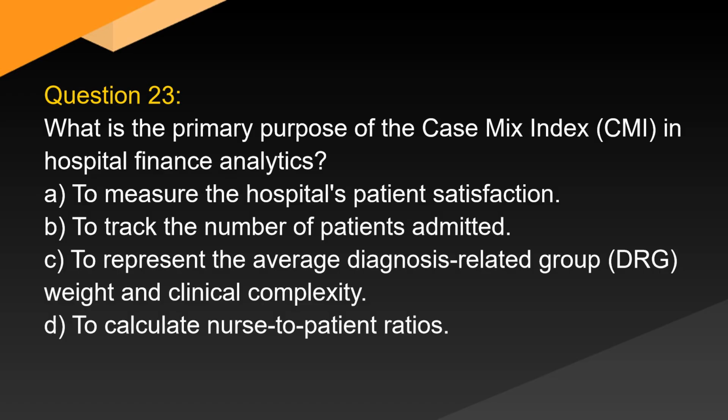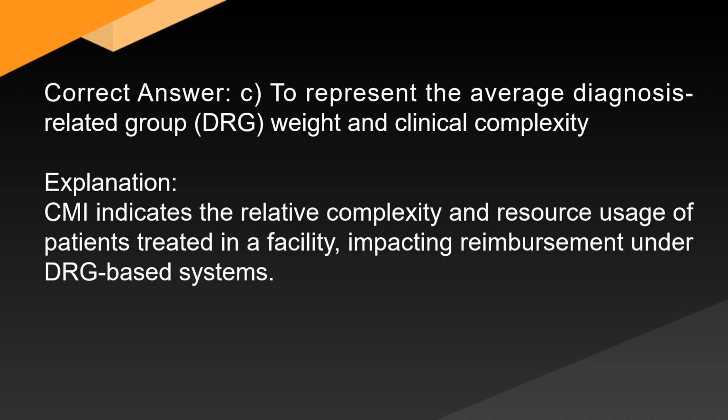A. To measure the hospital's patient satisfaction. B. To track the number of patients admitted. C. To represent the average diagnosis-related group, DRG, weight and clinical complexity. D. To calculate nurse-to-patient ratios. Correct answer: C. To represent the average diagnosis-related group, DRG, weight and clinical complexity. Explanation: CMI indicates the relative complexity and resource usage of patients treated in a facility, impacting reimbursement under DRG-based systems.